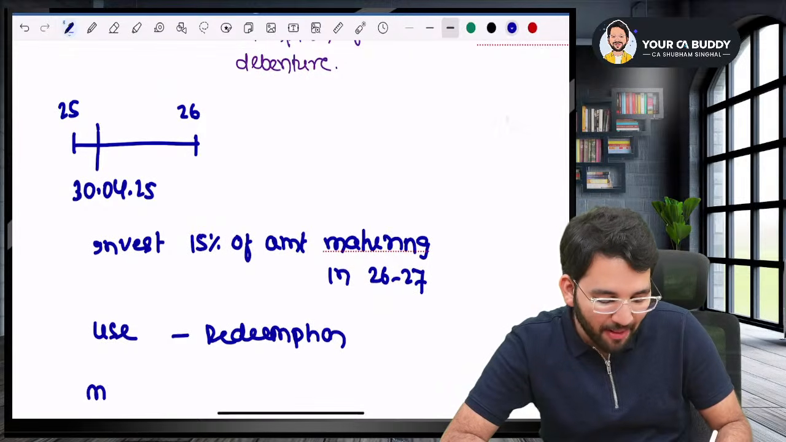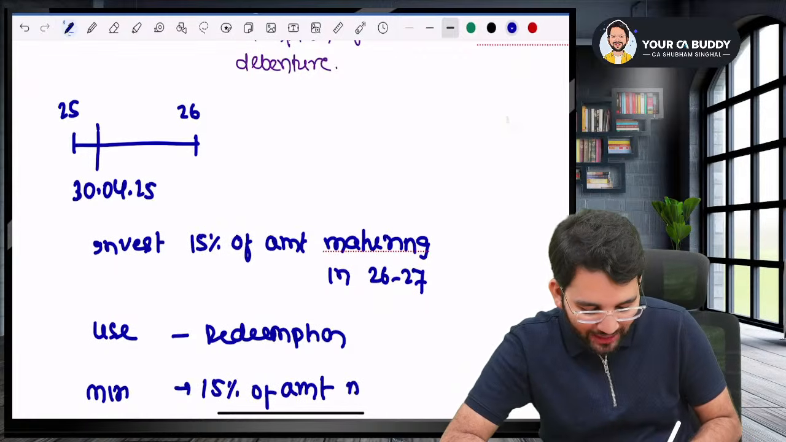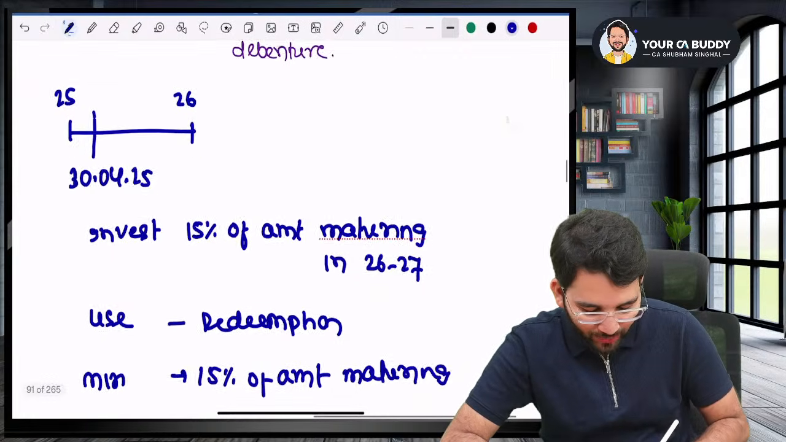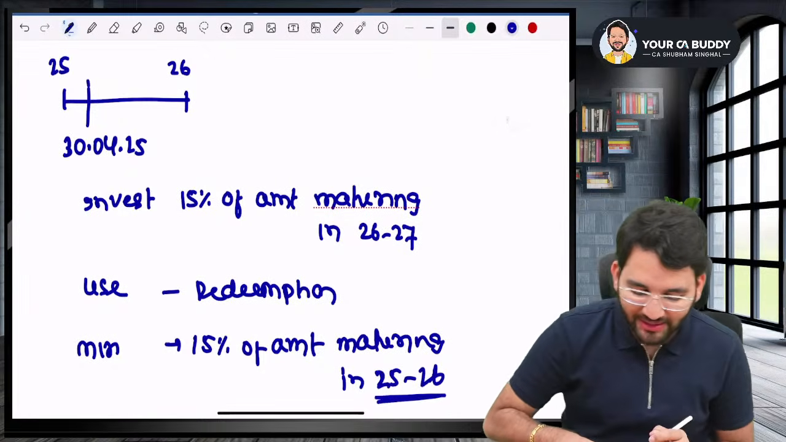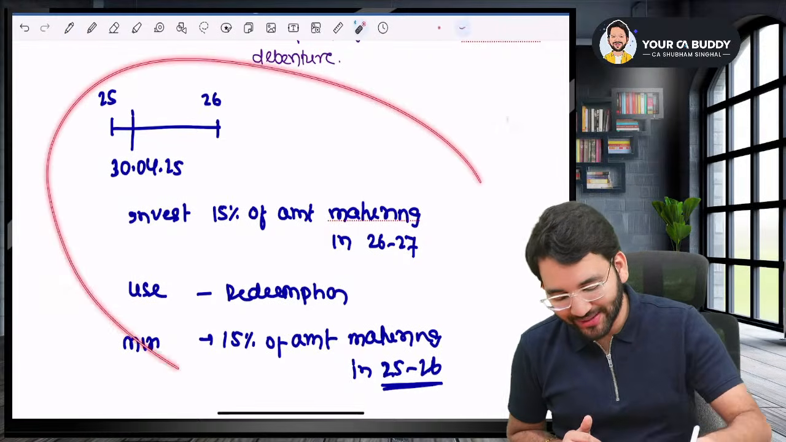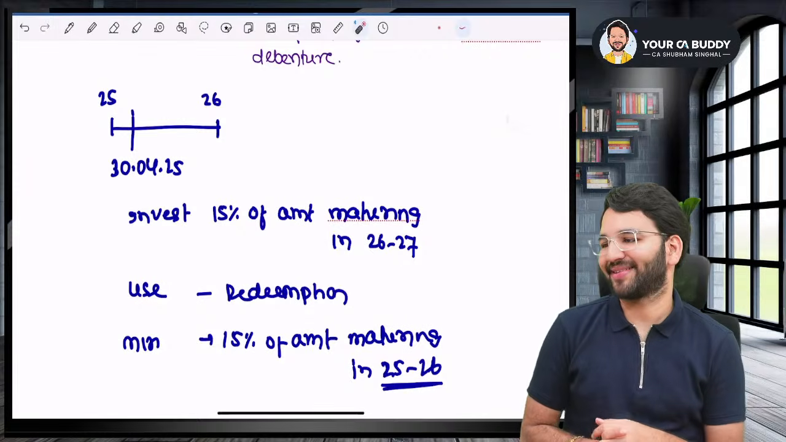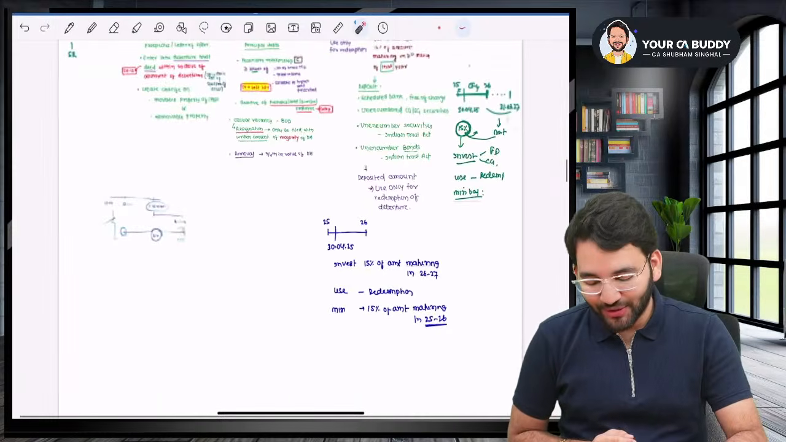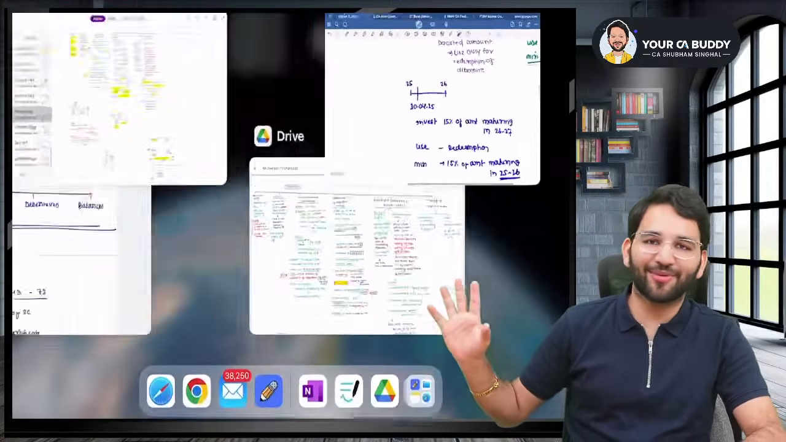And what will be the minimum balance that you will keep? 15% of the amount maturing in 25-26. Whatever amount is maturing in the current year 25-26, 15% of that you will keep as your balance. Did you understand, guys? Yes. So this is your debenture redemption reserve. If you note this down, I think it will be 100% clear.